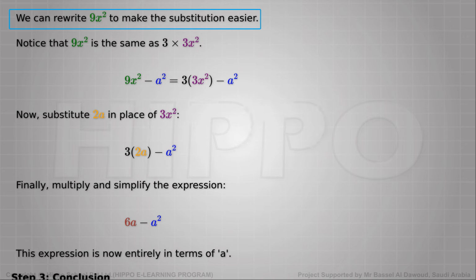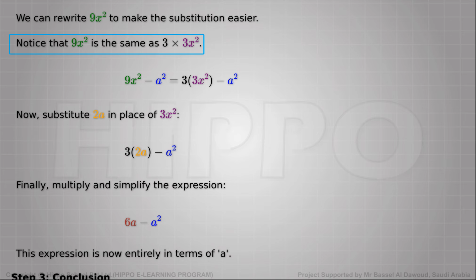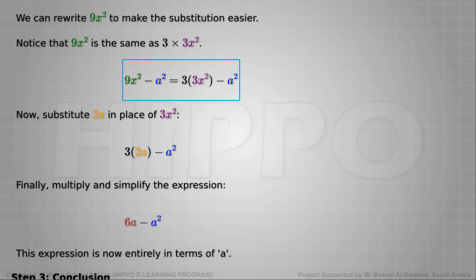This is a very common trick on the SAT. We can cleverly rewrite 9x squared. Since 9 is just 3 times 3, we can express 9x squared as 3 times 3x squared. By rewriting it this way, we've created a piece that exactly matches the given equation, making our substitution possible.